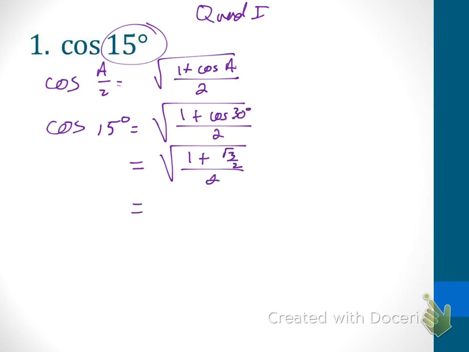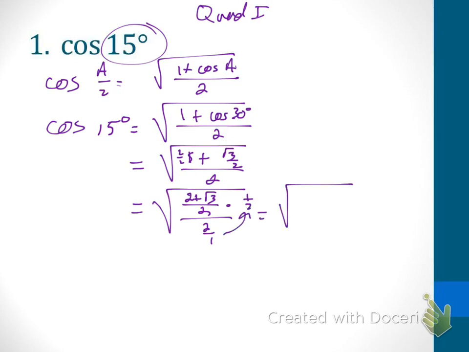Now we're just working on the right side. Get a common denominator right here, 2 over 2. And this is the square root of 2 plus the square root of 3, all over 2, and then over 2. Then we can make this a fraction, flip it over and multiply. And so we get the square root of 2 plus the square root of 3, all over 4.